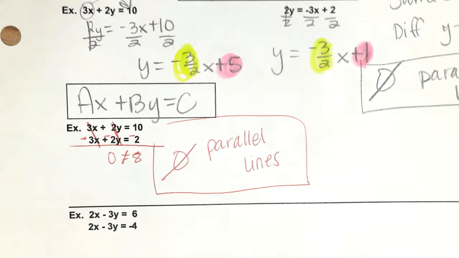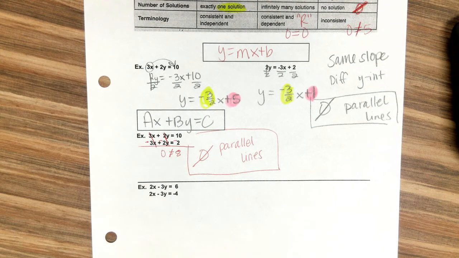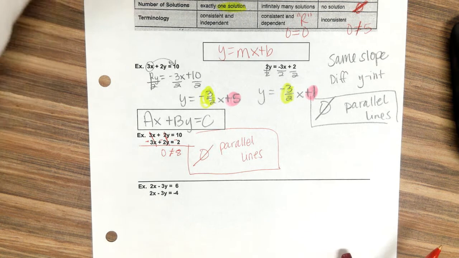So it does not matter which way you rearrange the equations. It's your choice. Do you want to put them in y equals mx plus b and compare the slope and y-intercept? Or do you want to put them in standard and see if you get an actual answer, or you get 0 equals 0 or 0 equals a different number? Okay, let's look at the next problem.